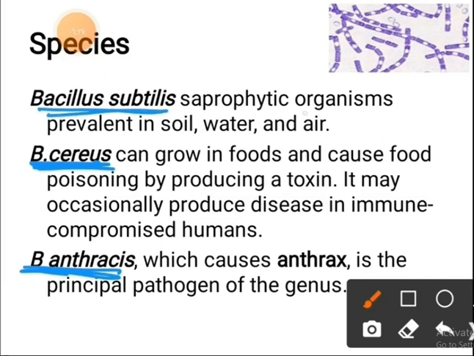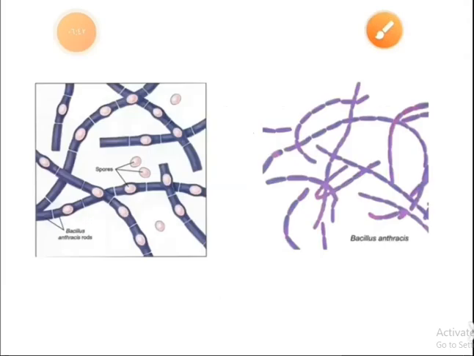While Bacillus subtilis is a saprophytic organism isolated from the environment, from contaminated culture media, and prevalent in soil, water, and air. It's not pathogenic. It's present as a normal saprophytic microorganism. This is the microscopical appearance of genus Bacillus in the vegetative form, and the spores are present inside the bacillus, and this is the chain of the bacilli, which gives the microorganism the bamboo stick appearance.